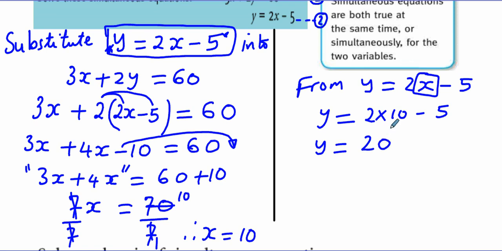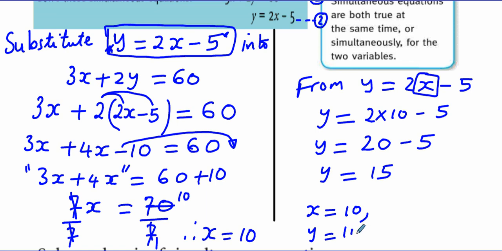Alright, so y will be equal to 2 times 10, which is 20. You have to follow BODMAS, that you have to multiply before you subtract. Do not take 10 minus 5. That is incorrect. You first obey BODMAS. So 2 times 10 is 20, minus 5. So your y will be equal to 15. Okay. So what is the value of x? The value of x equals 10, comma, the value of y equals 15. Okay.